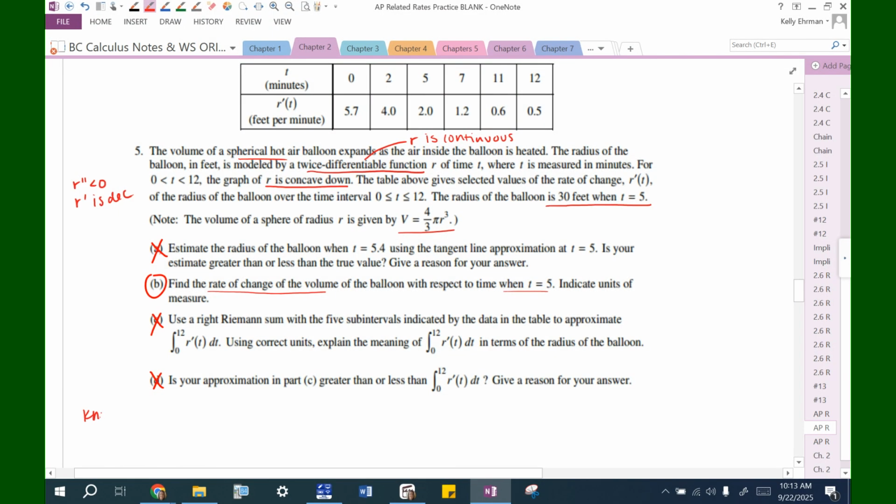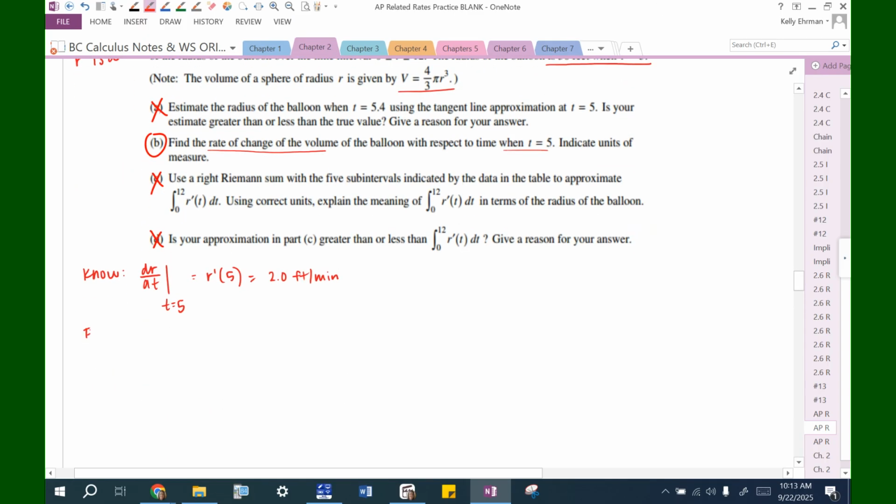So what do I know? We're looking at when t equals 5. So remember, we have r prime. I know dr dt when t equals 5. That's the same as r prime of 5. And that's 2.0 feet per minute. They want me to find the rate of change of the volume, dv dt, when t equals 5.